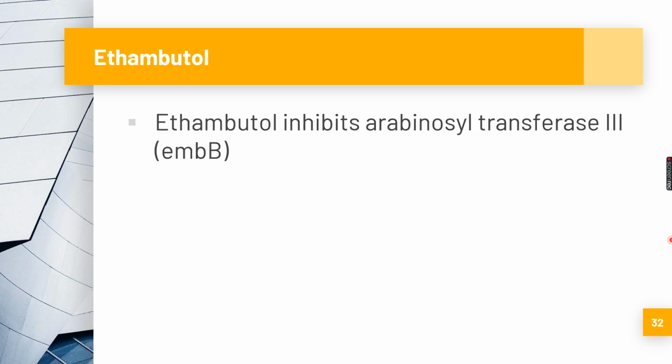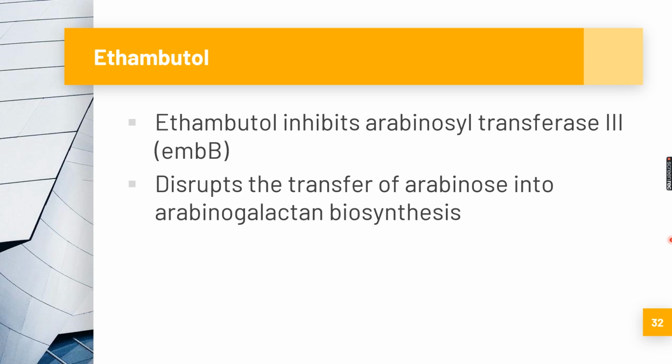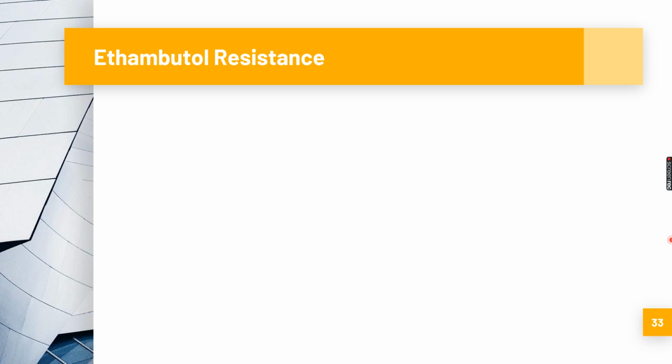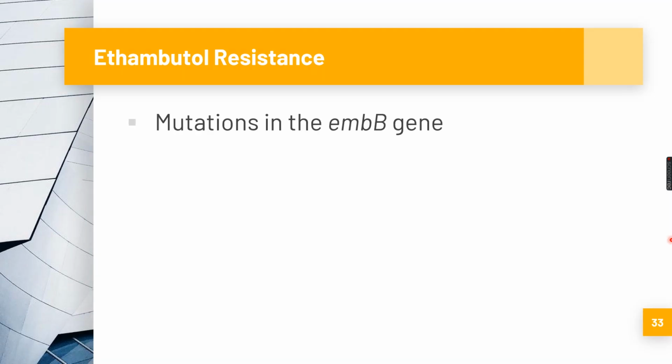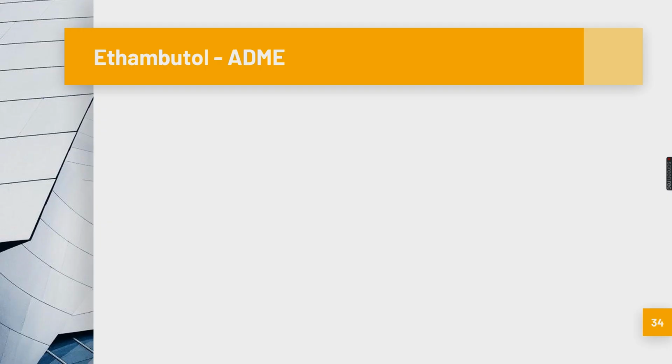The next drug is ethambutol. It inhibits arabinosyl transferase 3. Basically, it disrupts the transfer of arabinose into arabinogalactan. So this will eventually lead to disruption of the cell wall. Of course, as expected, the resistance is due to this arabinosyl transferase gene mutation, the embB gene, and also due to efflux pumps.